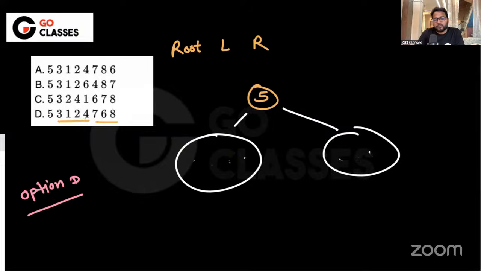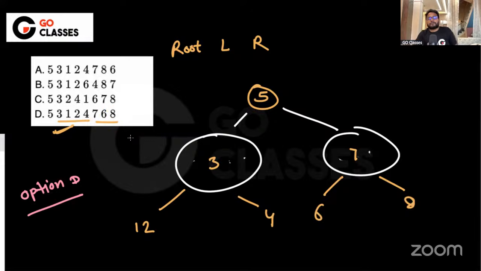So 3 1 2 4. Okay, so 3 is the root here, and 1 2 should be coming on the left and 4 should be coming on the right. So basically, as I told you, if it is just two numbers or just one number, it won't cause any conflict. So left is okay. What about the right? 7 is the root. On the left 6 should be coming, on the right 8 should be coming. So yes, left right. So actually this is not an issue. Okay, so this is definitely possible.